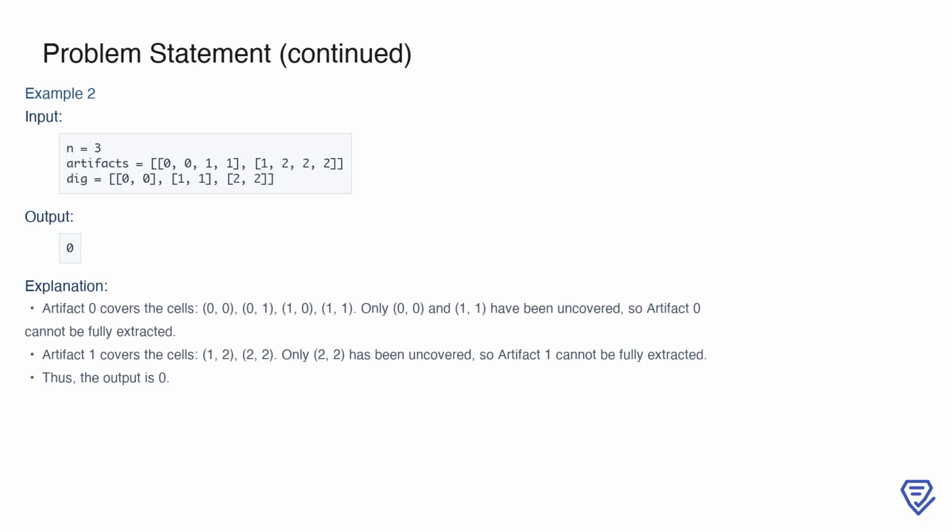For artifact 0, the required cells are 0,0, 0,1, 1,0, and 1,1. However, only two of these, 0,0 and 1,1, are uncovered, so it cannot be fully extracted. For artifact 1, the required cells are 1,2 and 2,2, but only 2,2 is uncovered. Hence, neither artifact can be extracted, and the output is 0.